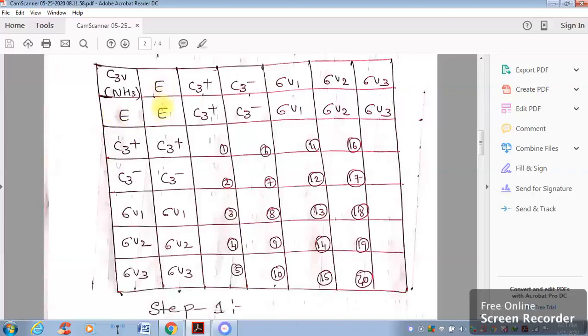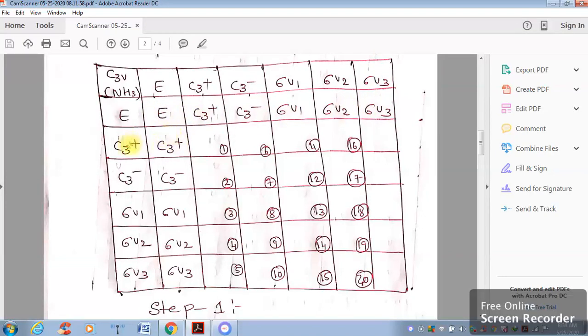Next, E into E is equal to E only. Similarly, E into anything or anything into E is equal to anything only. Therefore, E into C3 plus gives C3 plus, E into C3 minus gives C3 minus, E into sigma V1, E into sigma V2, E into sigma V3 give the same. Hence, you write like this.